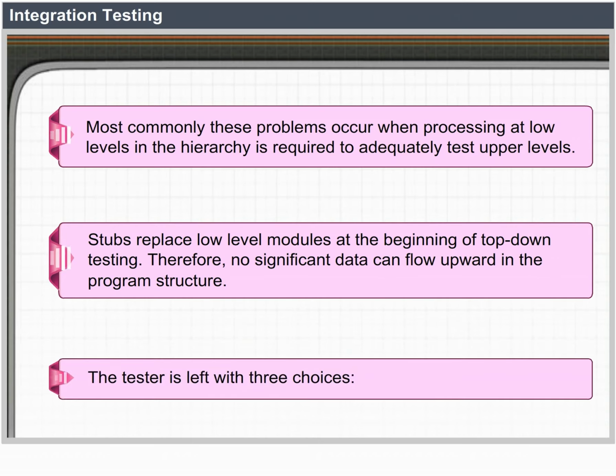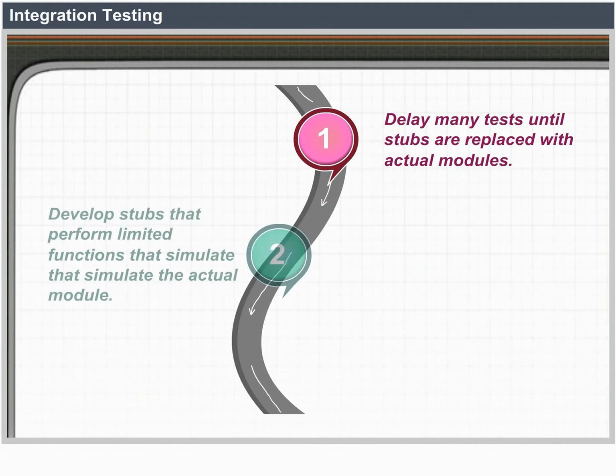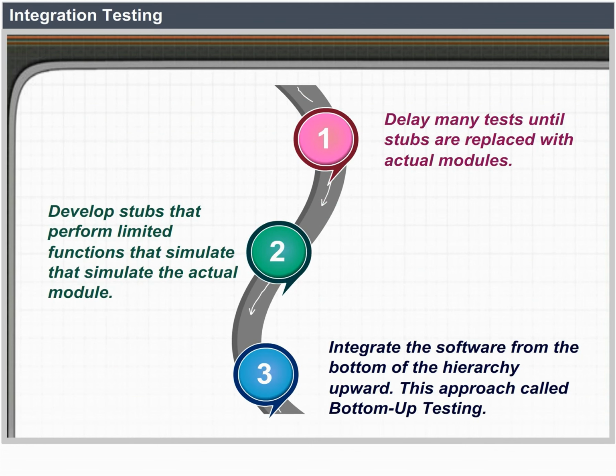The tester is left with three choices: delay many tests until stubs are replaced with actual modules, develop stubs that perform limited functions that simulate the actual module, or integrate the software from the bottom of the hierarchy upward. This approach is called bottom-up testing.